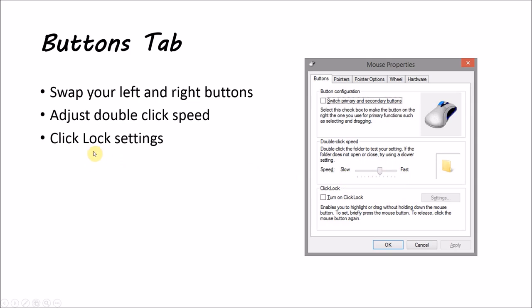And then there's click lock settings, which enable you to highlight or drag without holding down the mouse button. Now this may sound useful, however, at times it can cause problems, especially when you're trying to single click things and then you realize that you're dragging an icon instead. If you're having problems like that, it could be that your click lock is turned on.